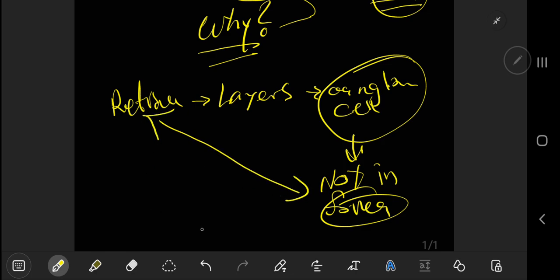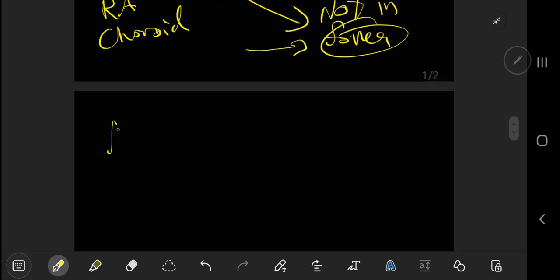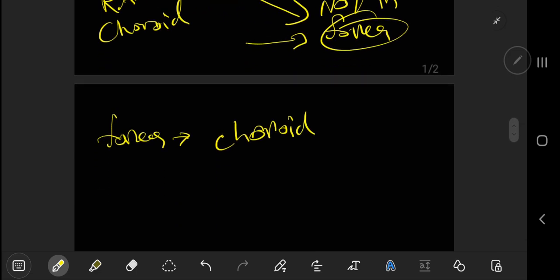When we are talking about the retina that is not the fovea, the blood comes from two sources, the retinal arteries and the choroid. When we are talking about the fovea, the only blood supply is from the choroid. There is no blood supply from the retinal artery.